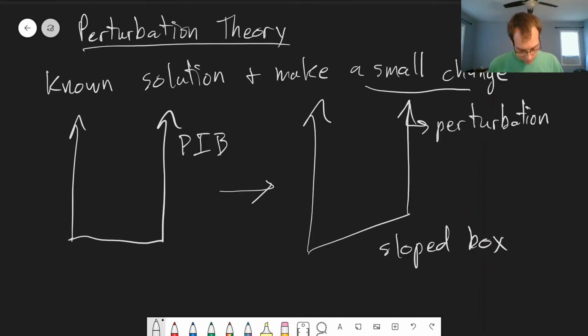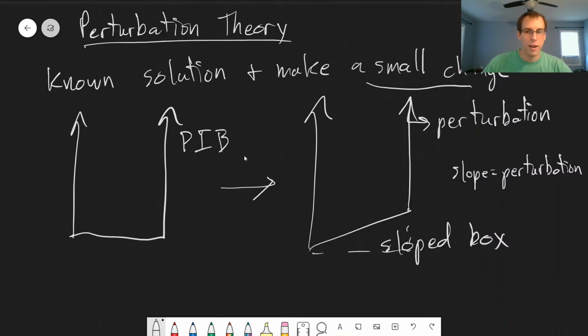This slope is a perturbation, because we can take a known system that we have and then add this perturbation onto it, and perturbation theory tells us how we can use that known system with the perturbation to find the new values.